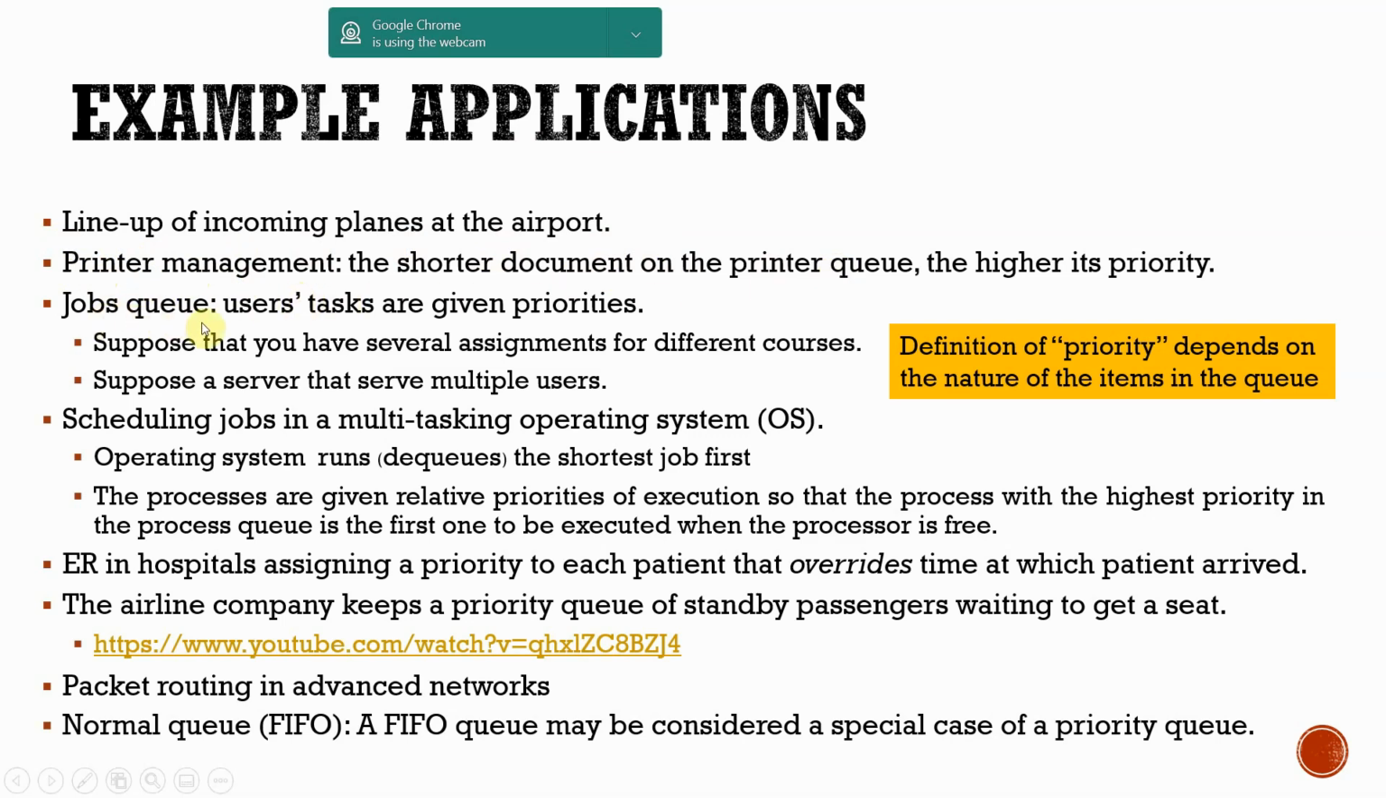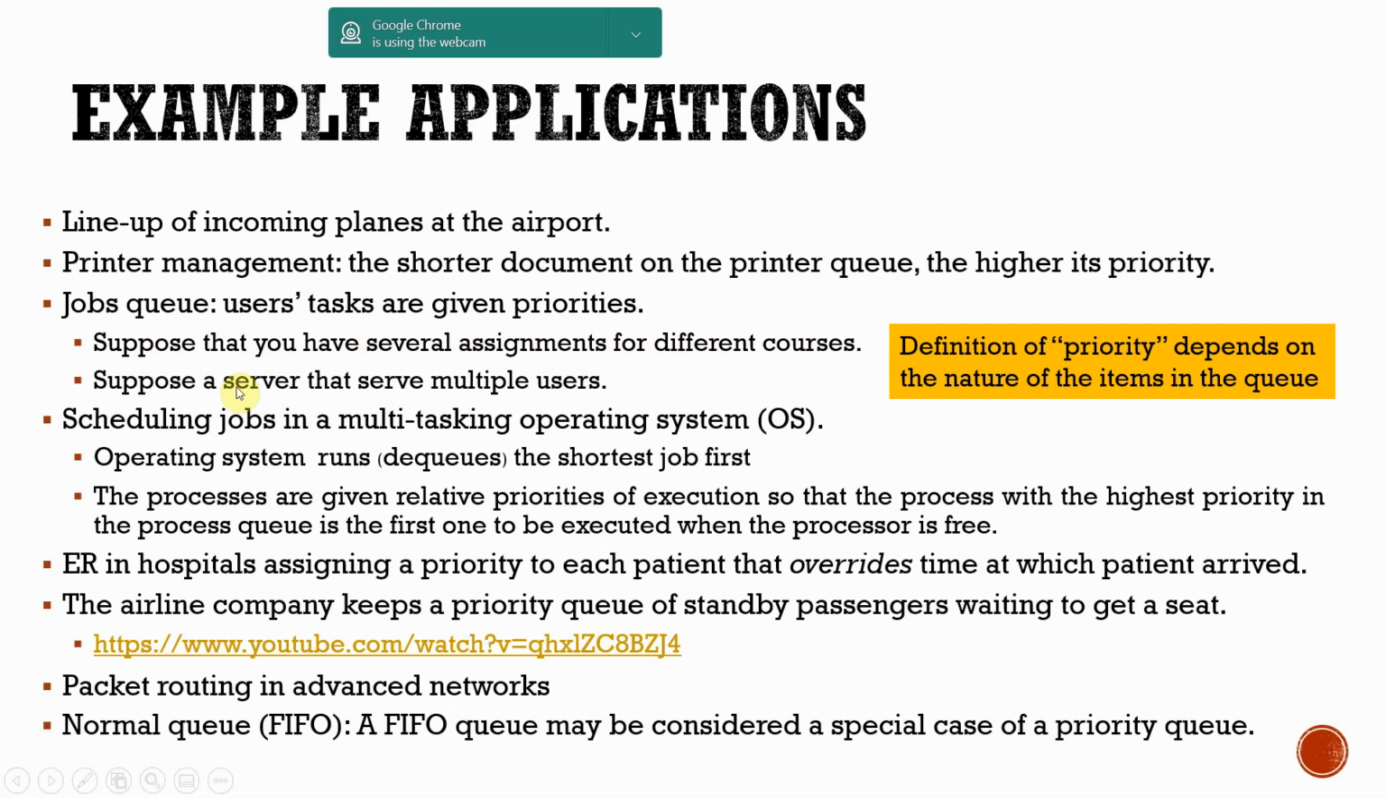Or like job queues, if you have multiple tasks to finish, and you give priorities to your tasks. So for example, for your courses, you might have several assignments and projects, and based on the importance of the course, or the importance of the assignments or your grades, or the number of days that you have to the deadline, you might give a certain priority key to each of these assignments.